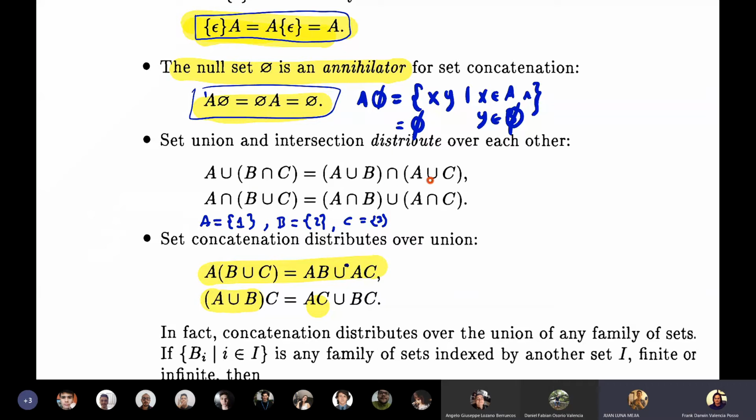Union distributes over intersection, and intersection distributes over union. And set concatenation distributes over union, meaning that A concatenated with B union C is the same as A concatenated with B union A concatenated with C.